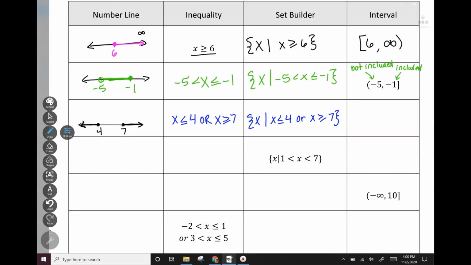Okay, now writing this in interval notation. We start from our leftmost shaded part, so that's going to be -infinity.